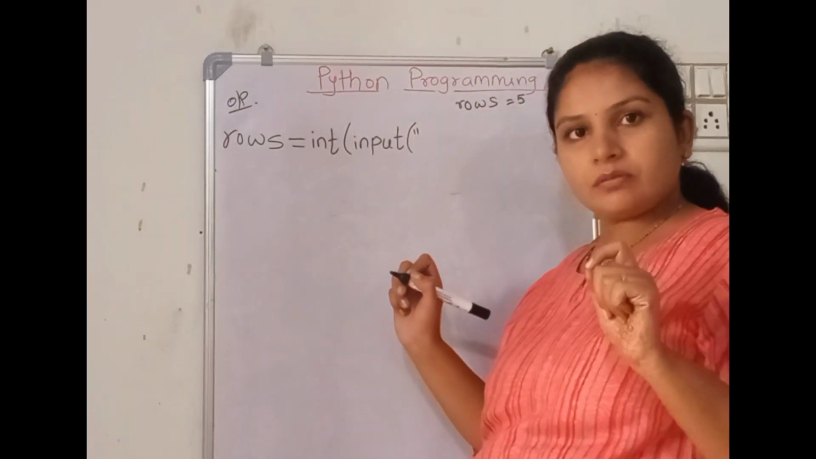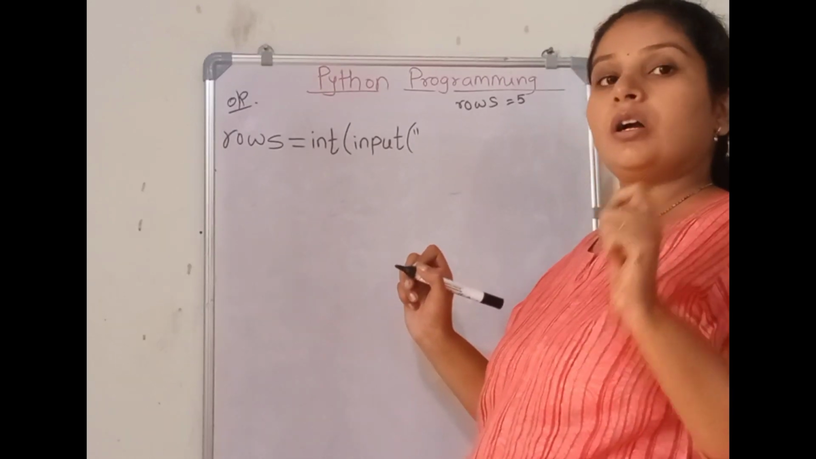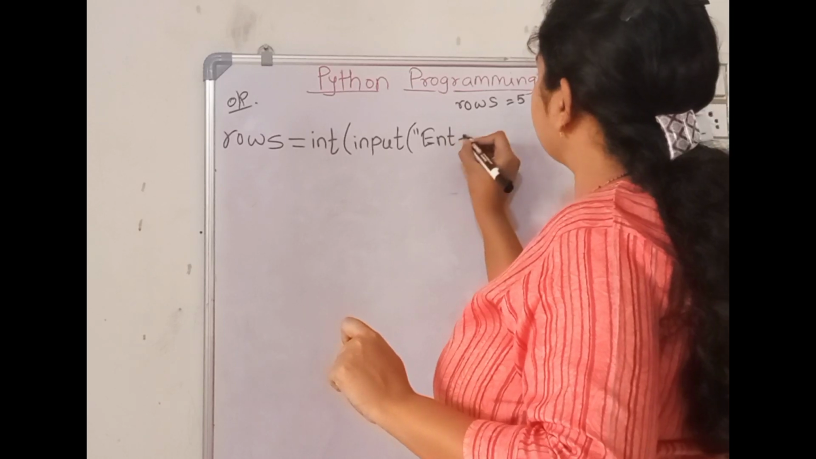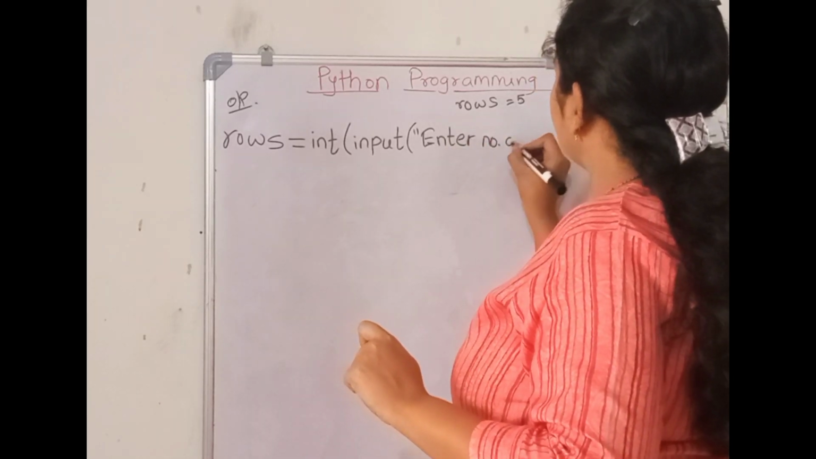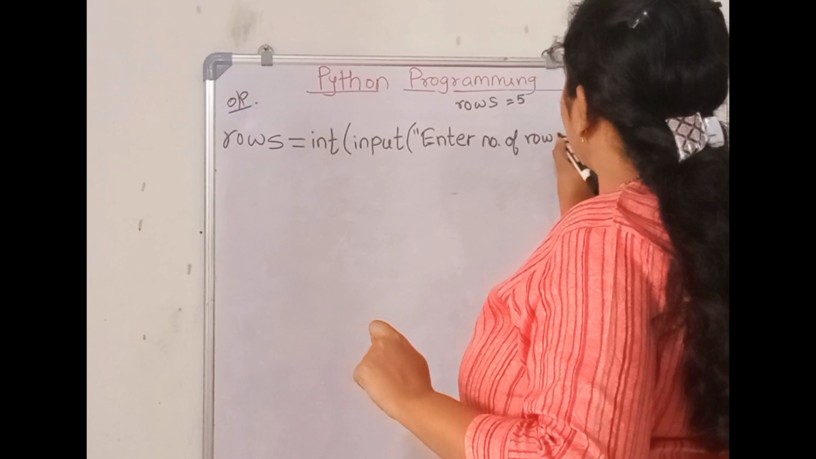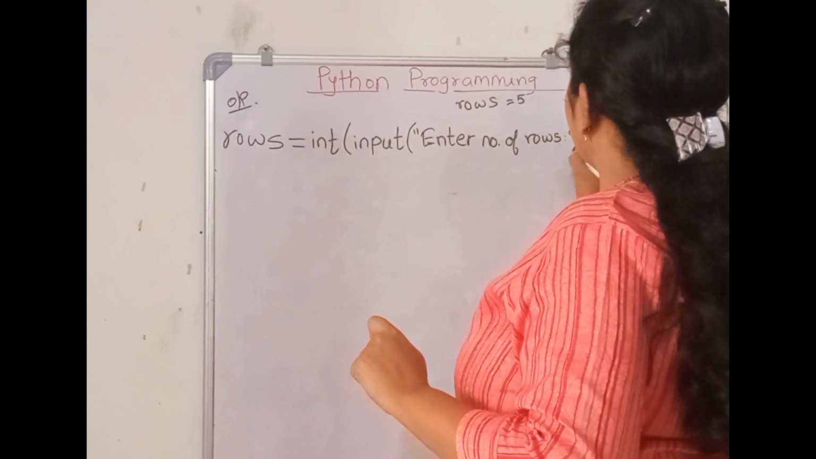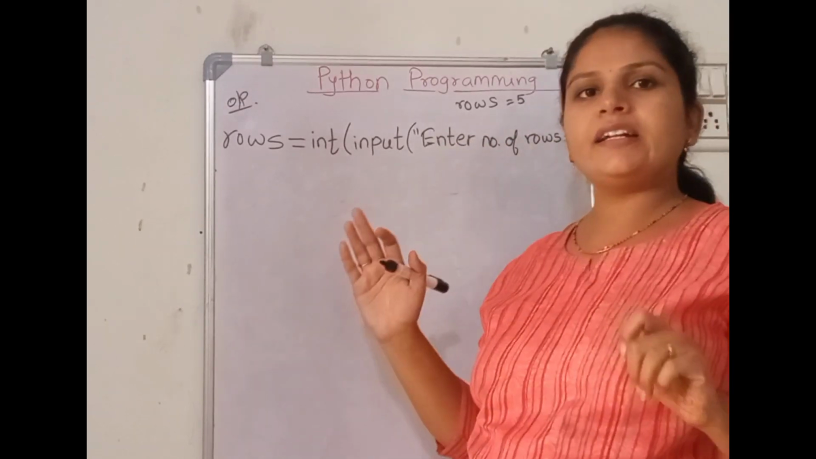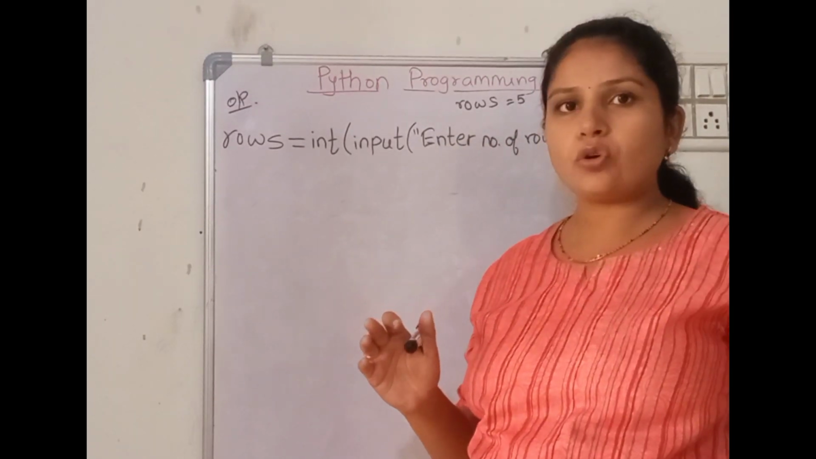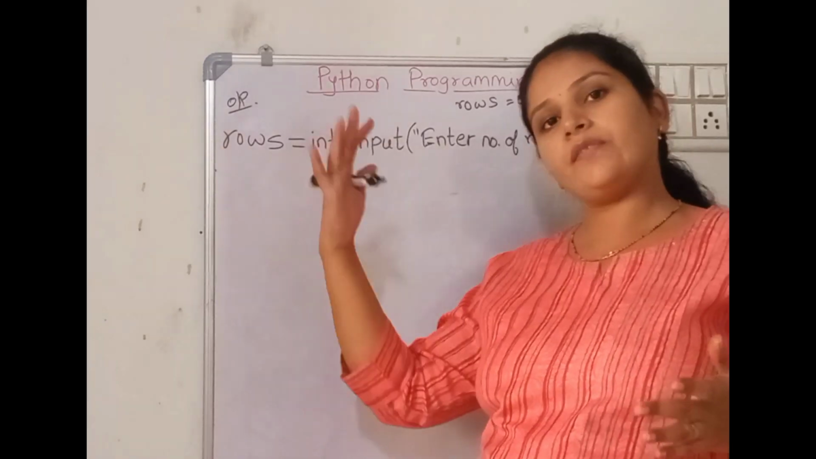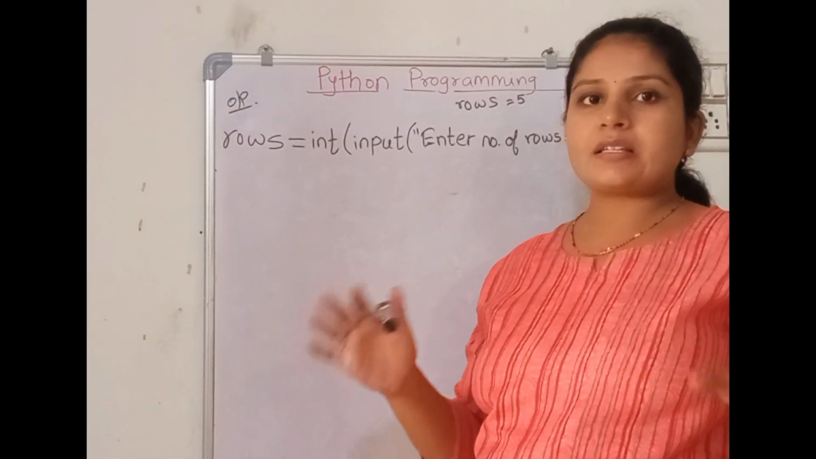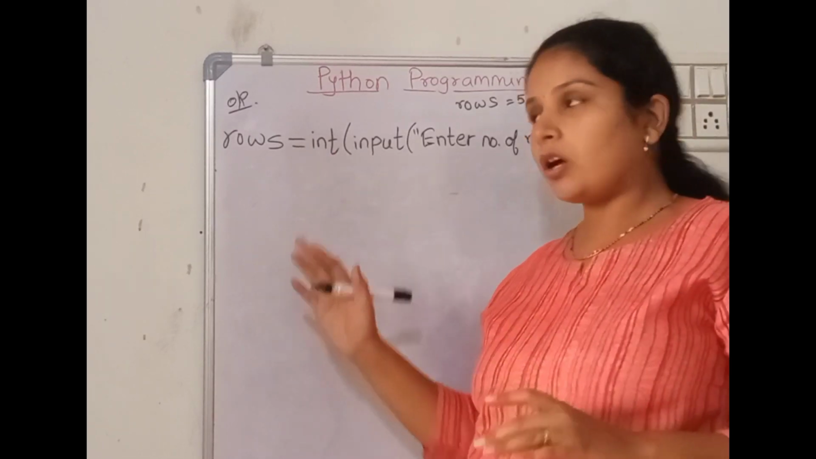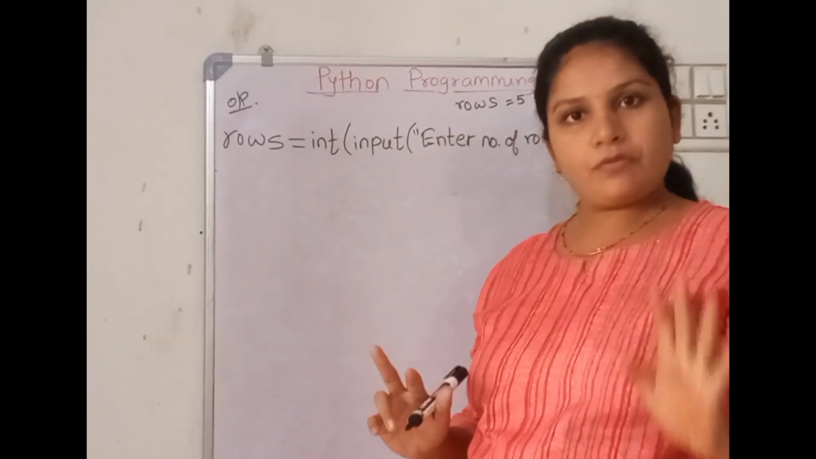Here you are asking the user to enter the count of rows. So: enter number of rows. Close two brackets. Here the user can enter any number. The user can enter 0, 1, 2, 5, 10, even 100. It doesn't matter. Your code will be the same, just your output will change. But for now, we are taking the value as 5.